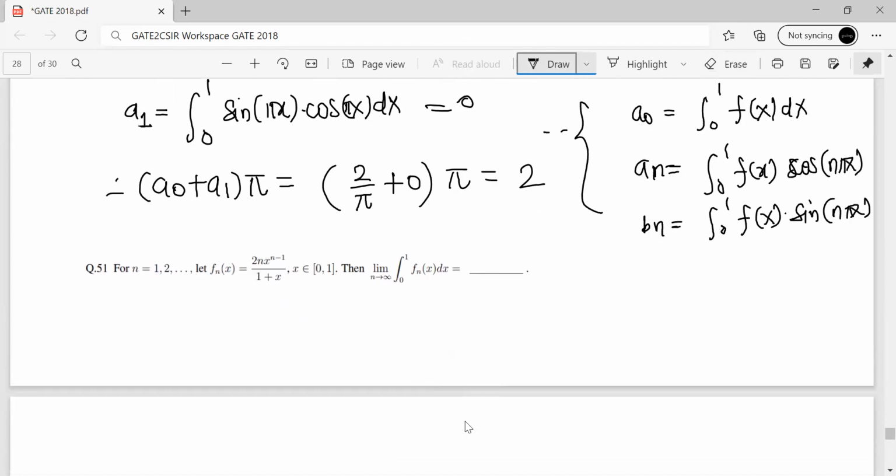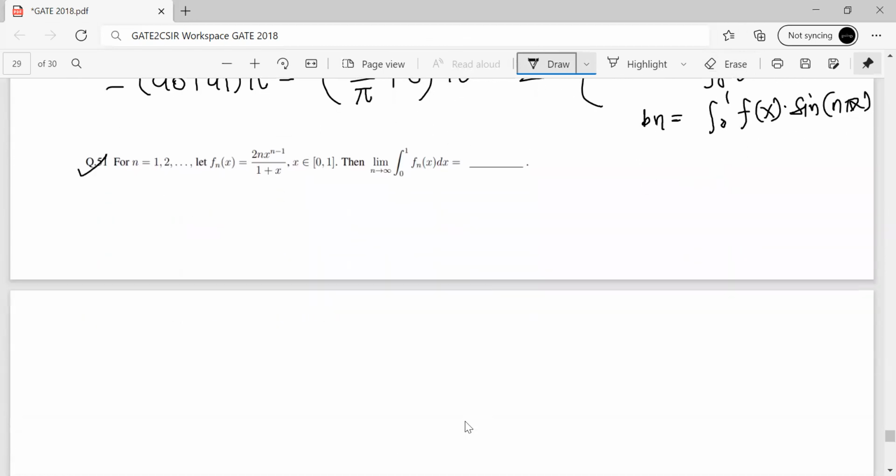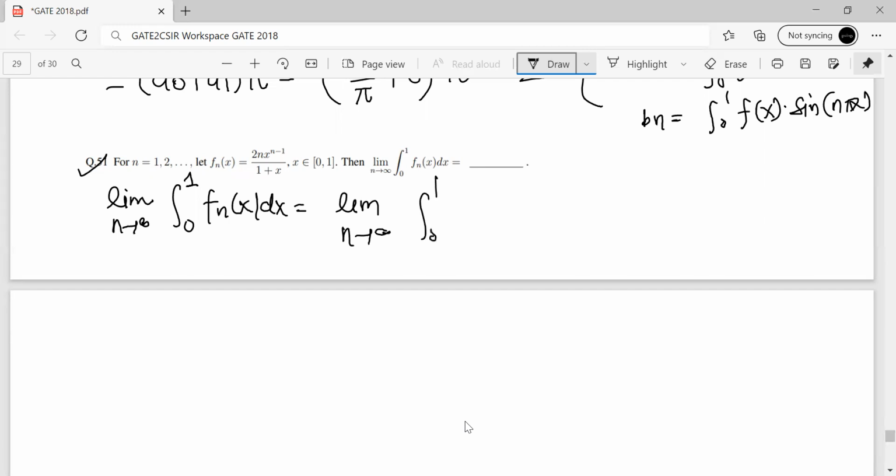And now let's solve this problem 51. It is given that we have to find the limit as n tends to infinity of the integration from 0 to 1 of fn of x dx. So let me consider this. The limit as n tends to infinity of the integral 0 to 1 of fn of x dx will be equal to the limit as n tends to infinity of the integral 0 to 1. What is fn of x? It is 2n into x power n minus 1 over 1 plus x dx. Let us solve this.